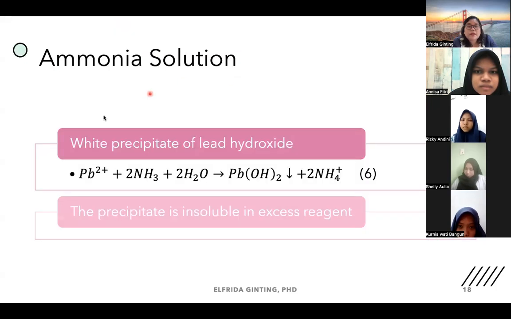Now let's see ammonia solution. What happens if you have plumbum, lead, and you react it with ammonia? It will form lead hydroxide. And for this lead hydroxide, you can see this is a down arrow, meaning you will have a precipitation here. So it means that the lead hydroxide is not soluble, but insoluble.